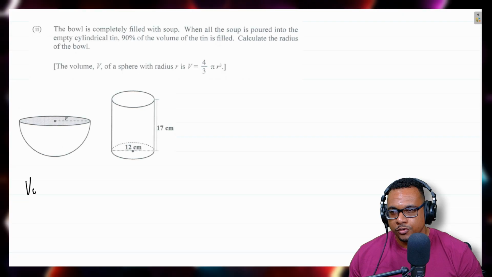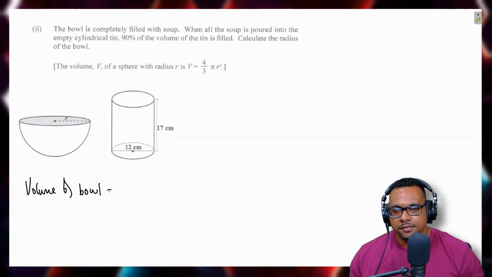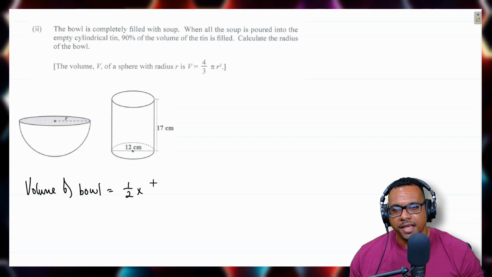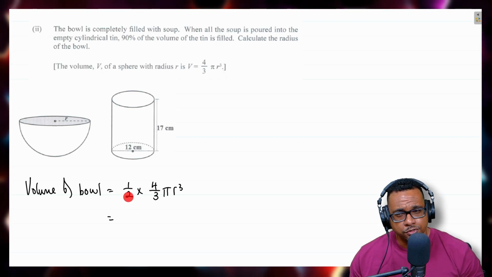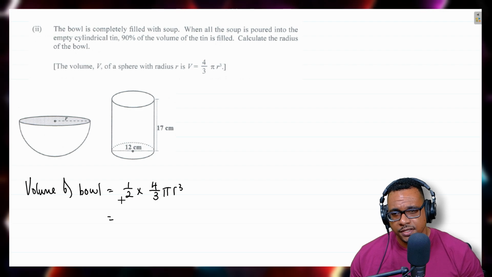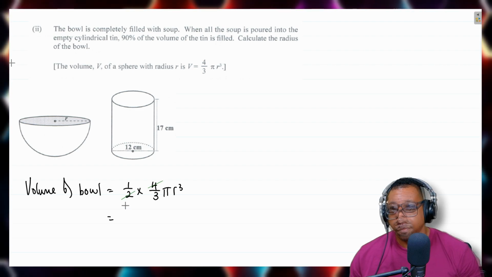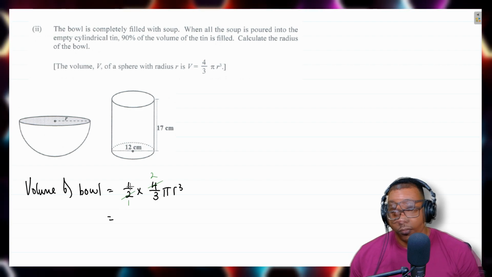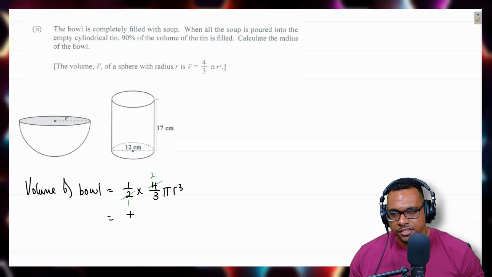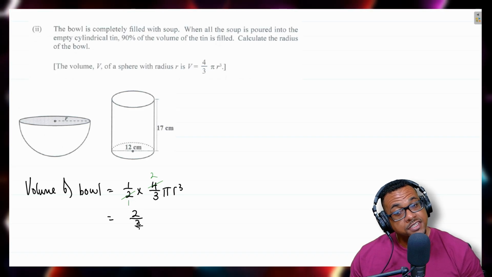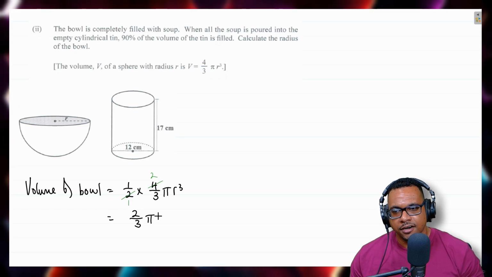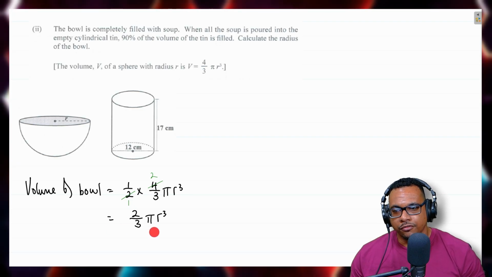So I'll just put volume of bowl is equal to half multiplied by 4/3 pi r cubed. So we can see that the 2 here will cancel with 4. 2 into 2, 1, 2 into 4, 2. So you get 1 here and 2 here. So 1 by 2 is 2 and 1 by 3 is 3. So we get 2/3. All right, so 1 by 2 is 2 for the numerator. 1 by 3 is 3 for the denominator. So 2/3 pi r cubed. And this will be our volume of the bowl.